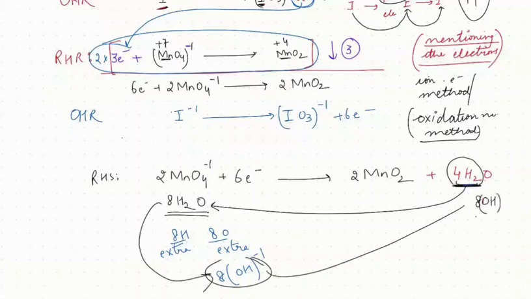Did you understand my point? This is how you balance in the basic medium. In acidic, it is H plus and H2O, and in basic, it's OH minus and H2O. But how do I ensure that adding OH will not change the number of oxygen and hydrogen? There is a basic rule: when you have oxygen, you balance that oxygen with water, and when you have hydrogen, you balance that hydrogen also with water. Got the point?